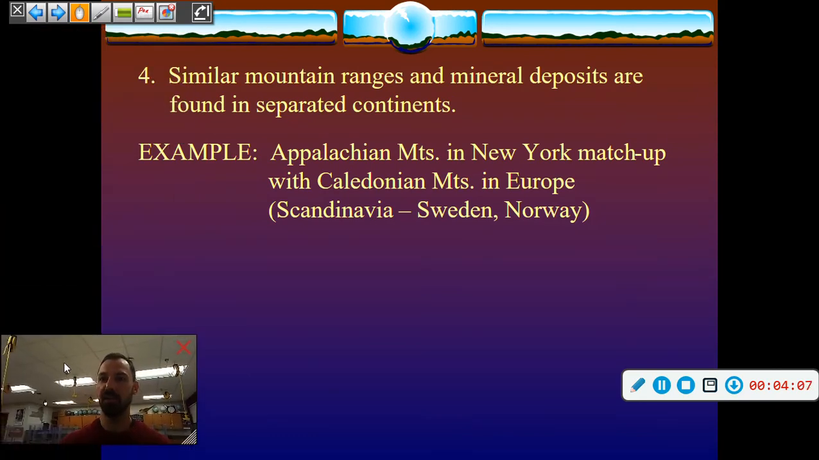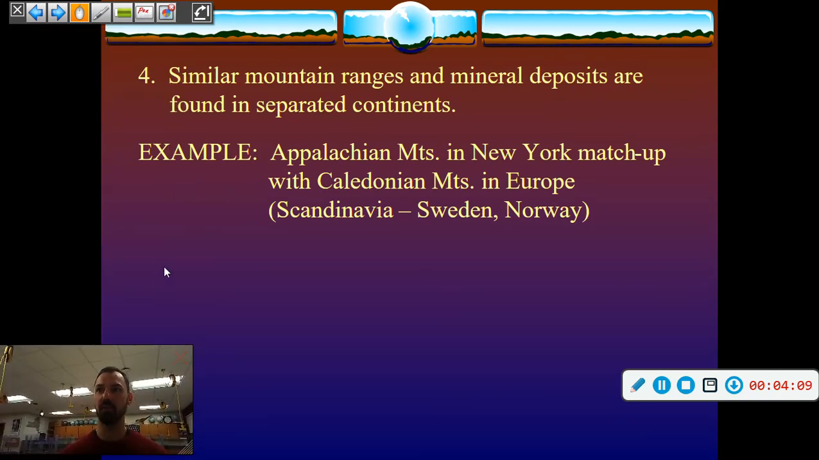Also, we can look at the rocks and mountain ranges. Mountain ranges and mineral deposits found on separated continents match up well. A perfect example of this is the Appalachian Mountains, on the east coast of the United States. They match up to the Caledonian Mountains, up in Scandinavia, the Sweden and Norway area, pretty well in rock type, age, everything. That tells you maybe they were once one big mountain range. We see that in a few different areas of the world.